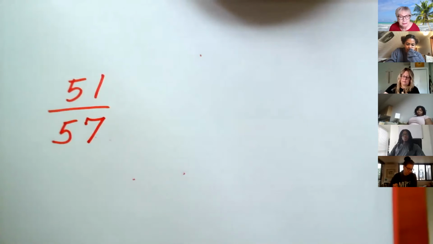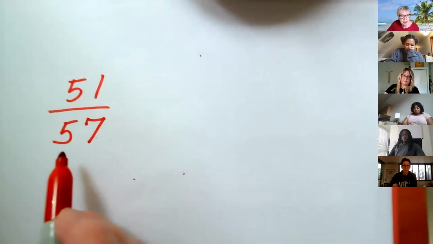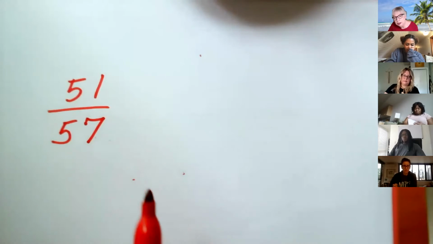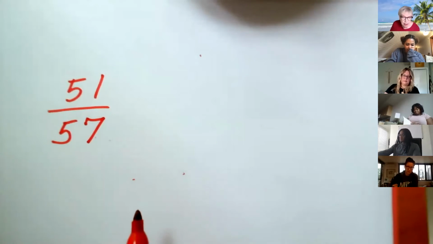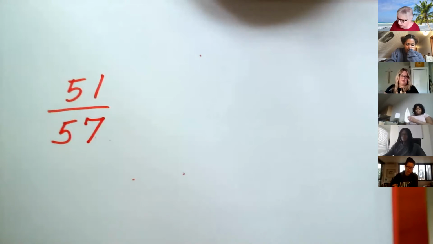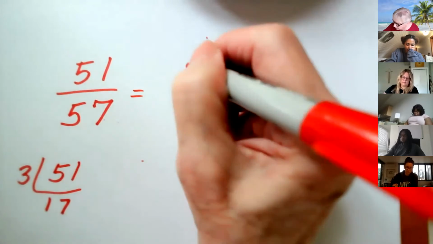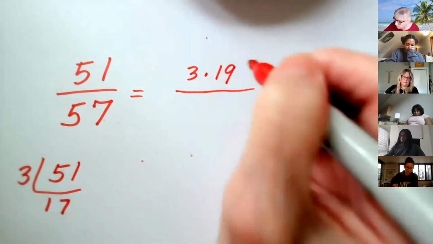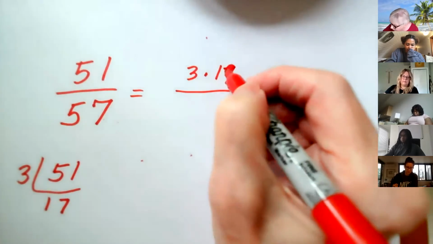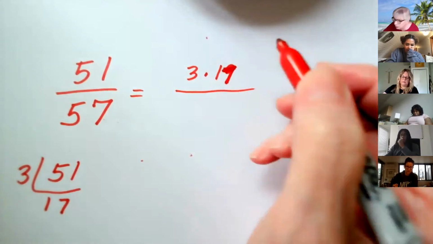remember 51? Both of these divide by 3. 5 and 1 is 6, that divides. We did this earlier. 5 and 7 is 12, that's a multiple of 3. They both divide by 3. And so I don't know if you remember, but 51 was 3 by 17. I'm sorry, I'm thinking ahead. This is 3 by 17.